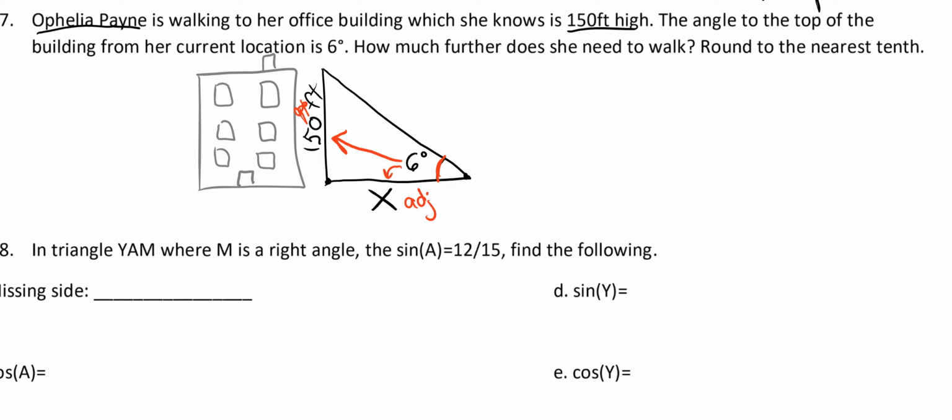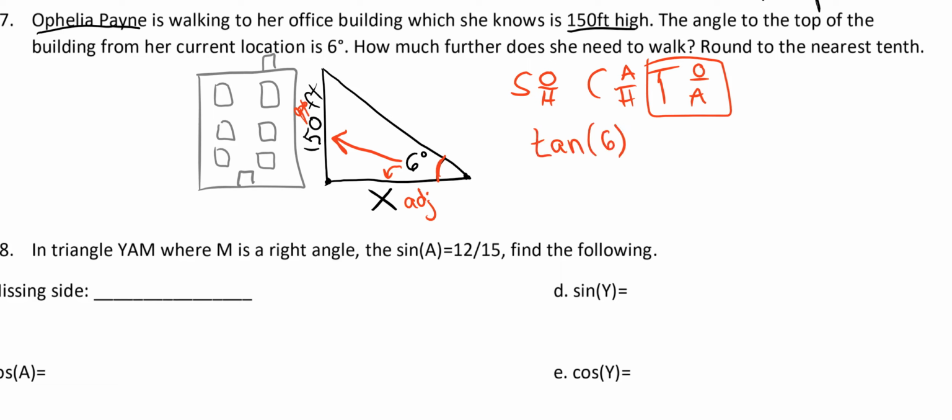Step 3, pick your trig function. So out of our trig functions, we got SOH CAH TOA. So out of those ones, which one has opposite and adjacent? Tangent does. So that's the function we're going to use. So we're going to say the tangent of our angle, 6 degrees in this case, is equal to the opposite side, 150, over the adjacent side, x.